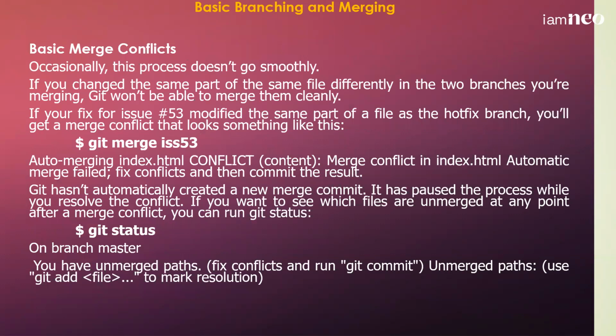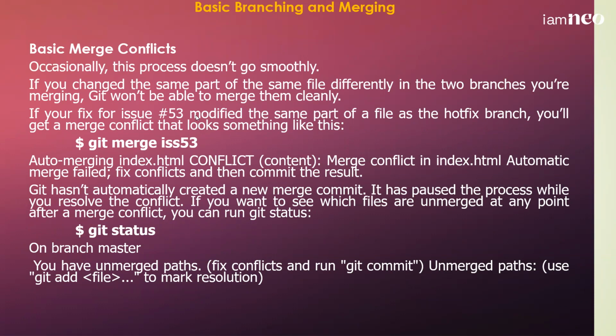In this, there is a problem that may occur that is called conflict. When two branches update a common file at the same time, how will we merge the changes in the master branch? If you change the same part of the same file differently in the two branches you are merging, Git won't be able to merge them cleanly.